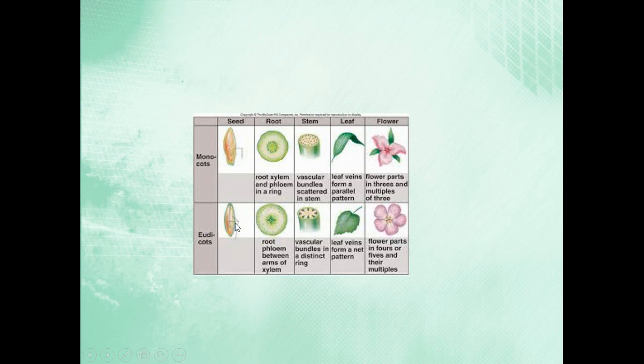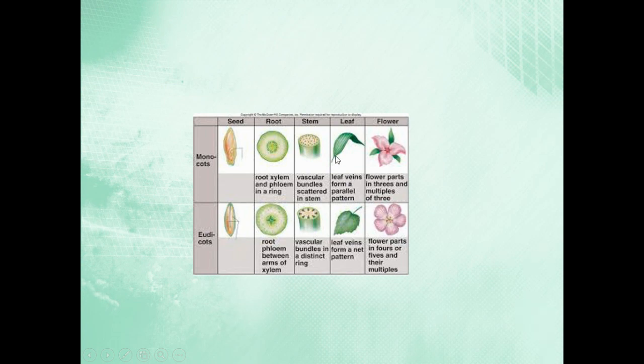When we look at the seed, it's very similar. You'd have to crack the seed open to really get an idea of whether it's a mono or a di. Roots, it just has one little thing in the middle here. That's where everything happens. On a dicot, it has stuff all around it and in the middle. The stem, you can see there's distinct regions here. This one is kind of scattered all throughout.